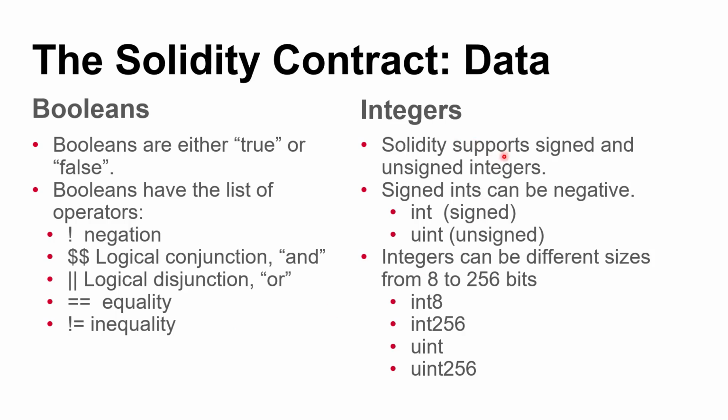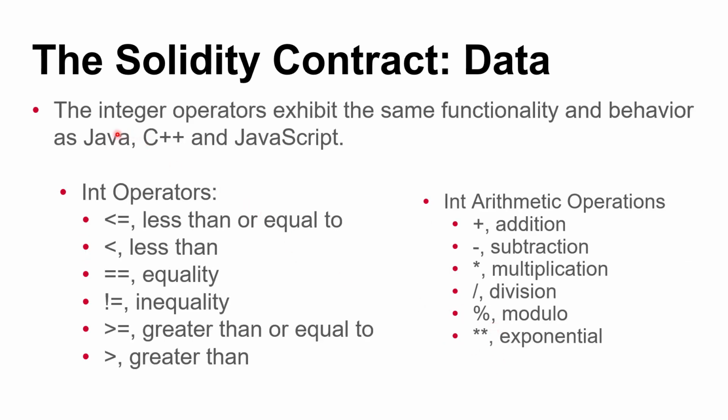And then integers. So integers are signed and unsigned. Signed integers can be negative, so that is the big difference between signed and unsigned. And integers can have different sizes. So we can see here we can have from anywhere from an int of 8 up to 256. The integer operations exhibit the same functionality as Java, C++, or JavaScript.